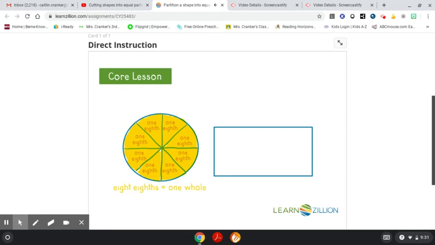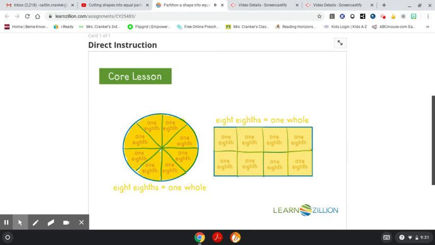I can also partition a rectangle into 8 equal parts. So here I have my one whole, and I cut it in half, and then I'm going to cut each of my halves into 4 more equal shares, so that I have 8 equal shares. So 8 equal parts means that each region is 1/8 of the whole. Counting them, I have 8 pieces of 1/8. So 8/8 equals one whole.